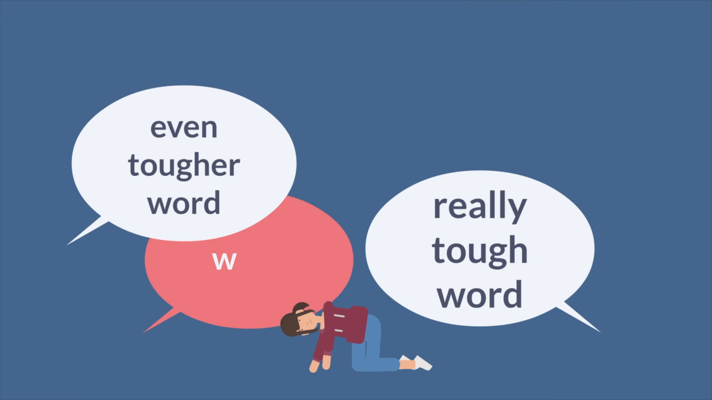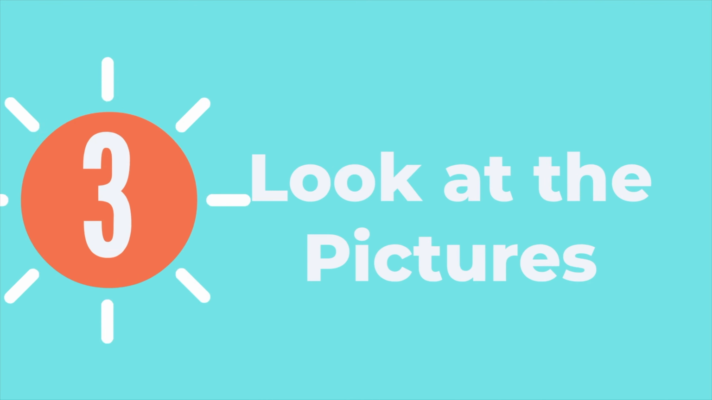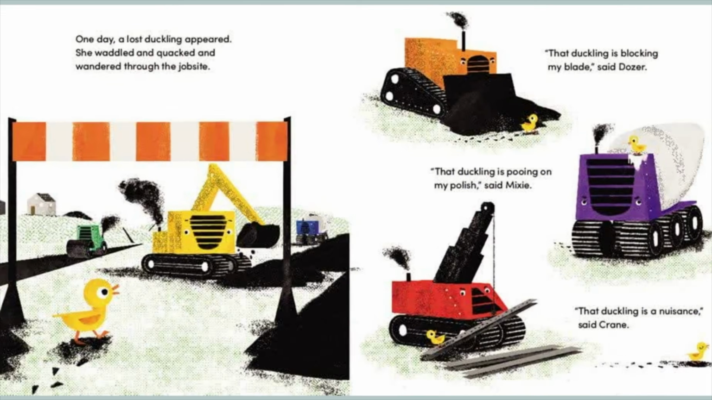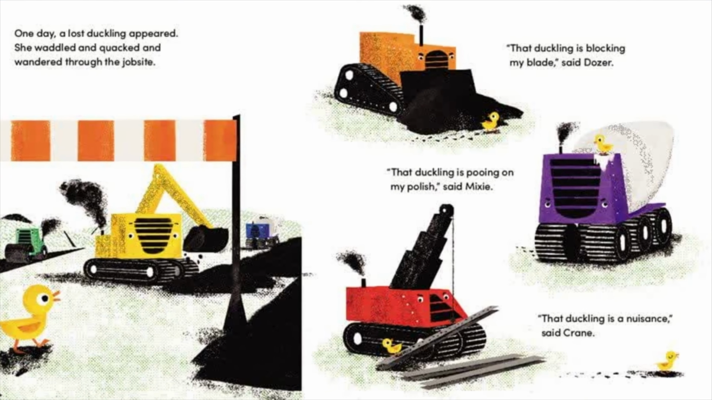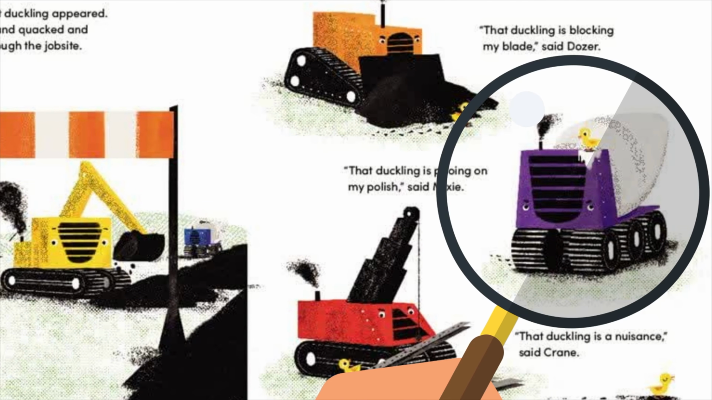Now, if there's a word that's really tough or that you don't understand, here's what you can do. Look at any pictures or images in the reading. They can give you clues to the meaning of the word. For example, "That duckling is pooing on my polish," said Mixie. If we don't know what the word polish means, we can look at the picture and see where the duckling is pooing. Polish must mean the clean paint job.